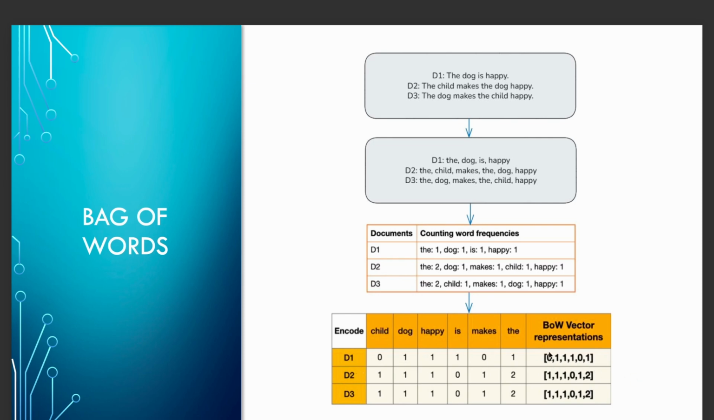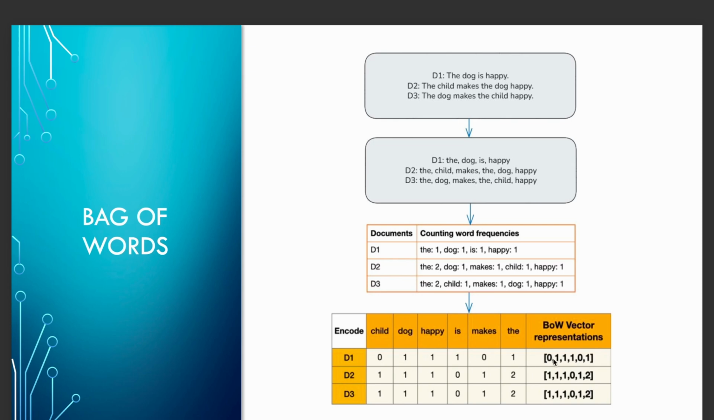So this is the bag of words vector representation of D1. This is 0, 1, 1, 1, 0, 1. And then for D2, it's 1, 1, 1, 0, 1, 2. And each element in this vector, or each element in this array, corresponds to one of the words, which we can see from here.